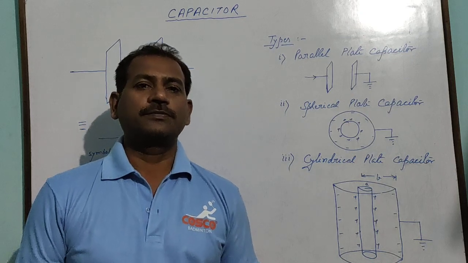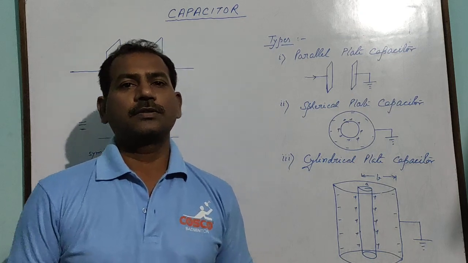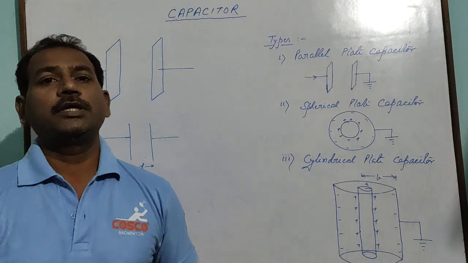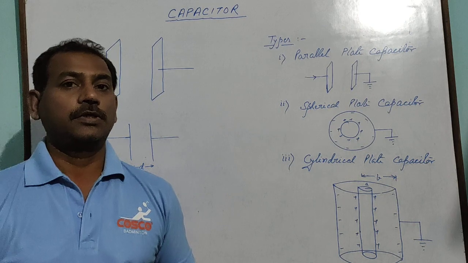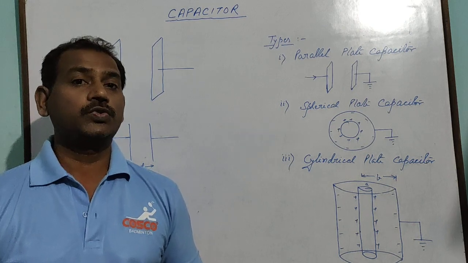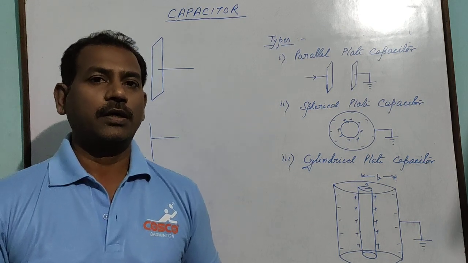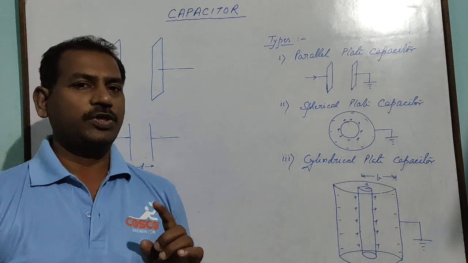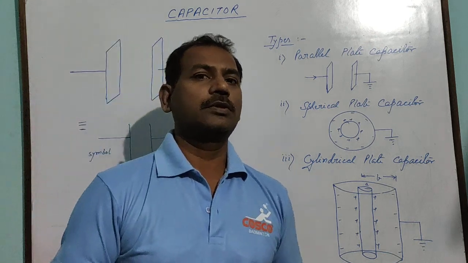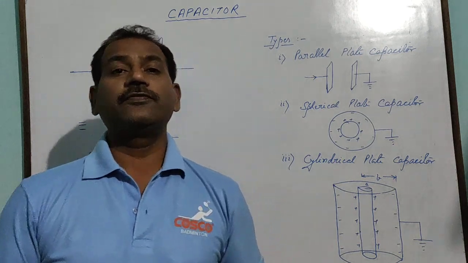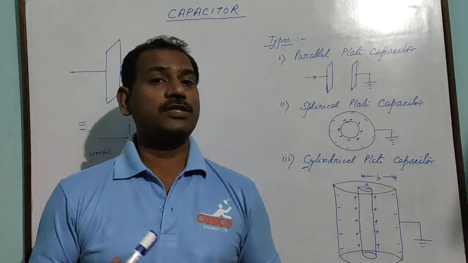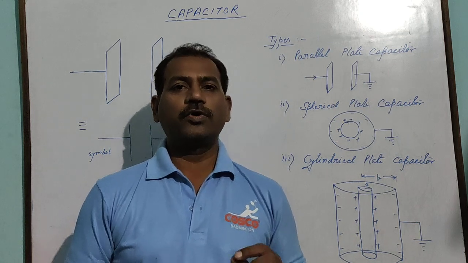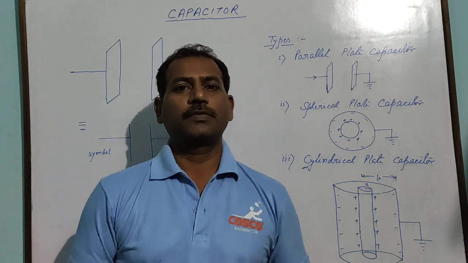So today's discussion topic is capacitor. Capacitor is basically a device used to store electrical potential energy. So you can mention in your definition that capacitor is a device used to acquire charges and store electrical potential energy in the form of electric field.